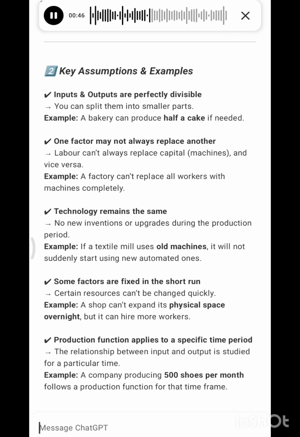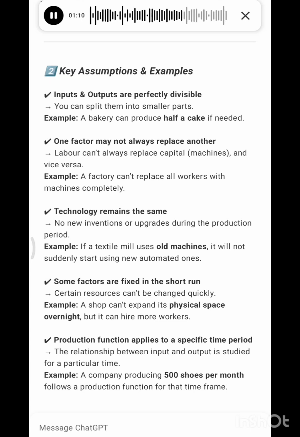Technology remains the same. No new inventions or upgrades during the production period. Example, if a textile mill uses old machines, it will not suddenly start using new, automated ones. Some factors are fixed in the short run. Certain resources can't be changed quickly. Example, a shop can't expand its physical space overnight, but it can hire more workers.